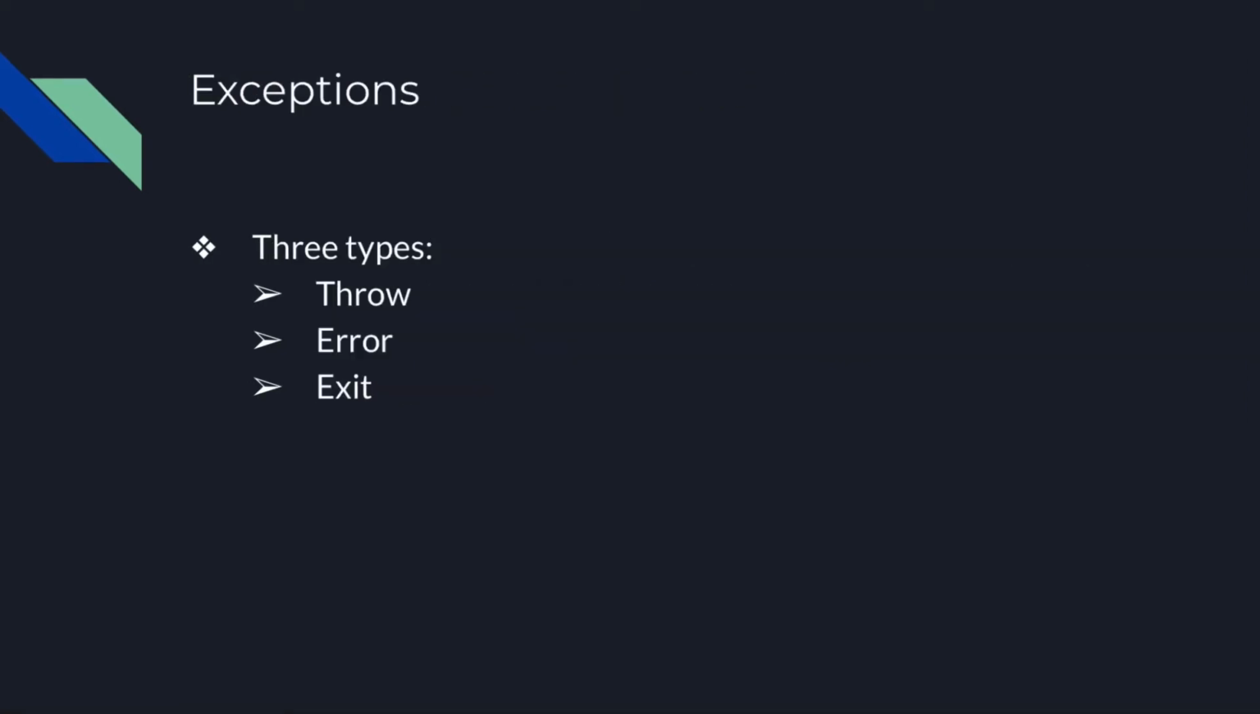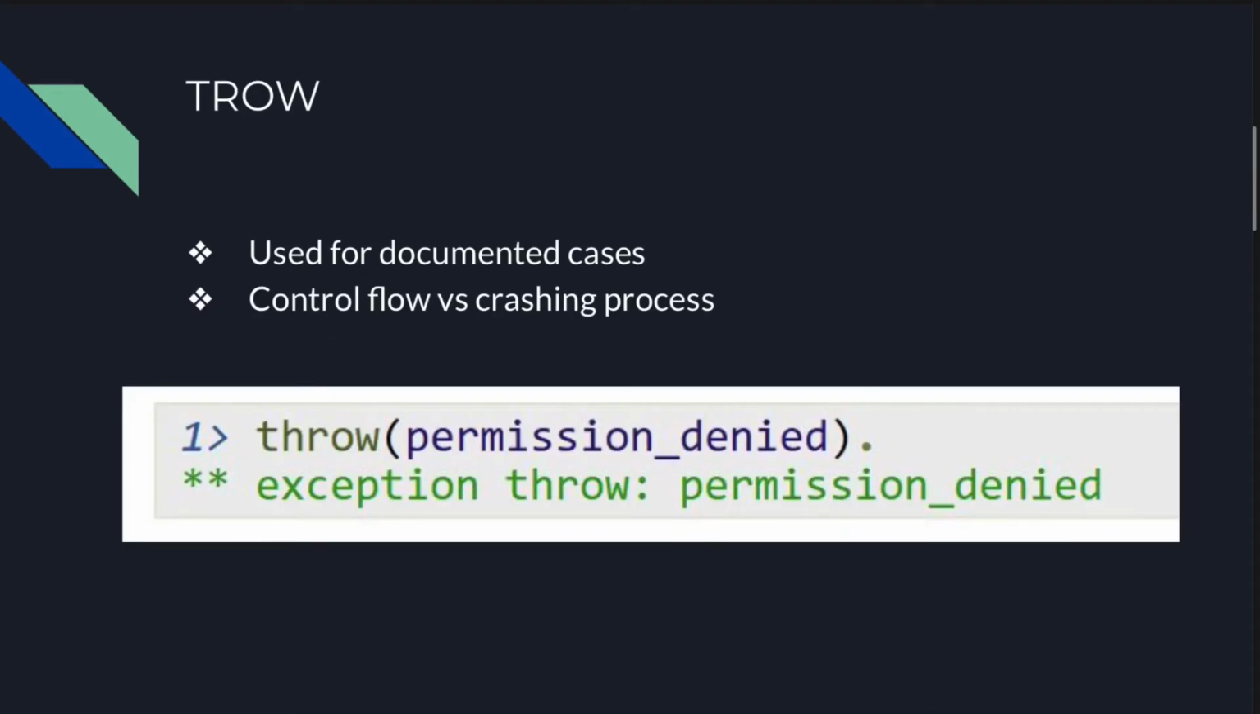So Erlang has three types of exceptions that we're going to go over. A throw is an exception that is used for documented cases, and it doesn't necessarily crash a process and is used more for control flow. An example could be throwing a permission denied exception. So in the documentation for your code, if a user doesn't insert the right password, you would throw this permission denied exception. In let it crash, this is kind of that happy case we were talking about earlier.